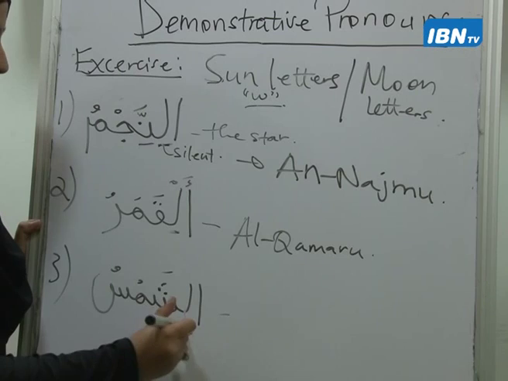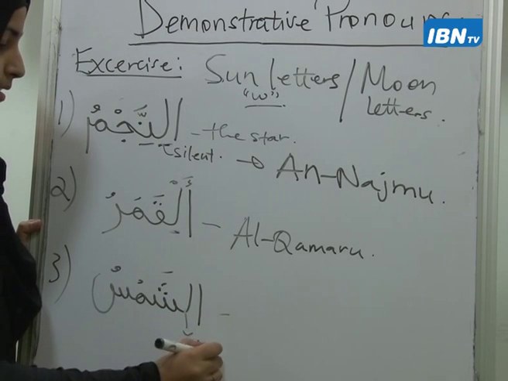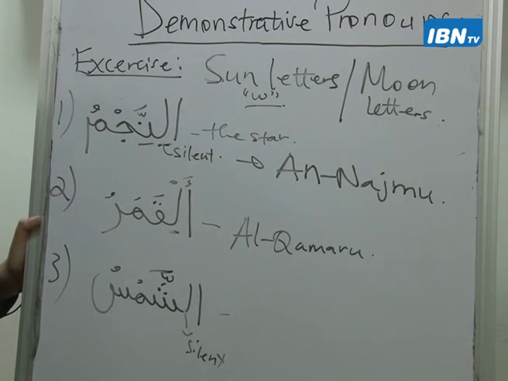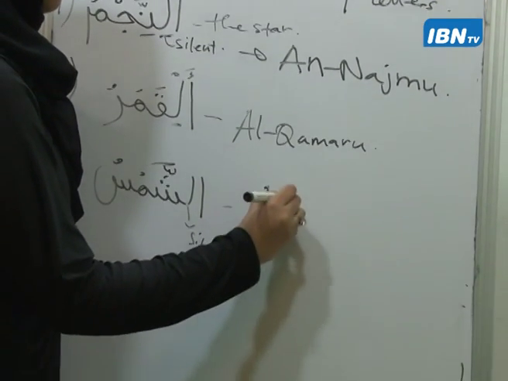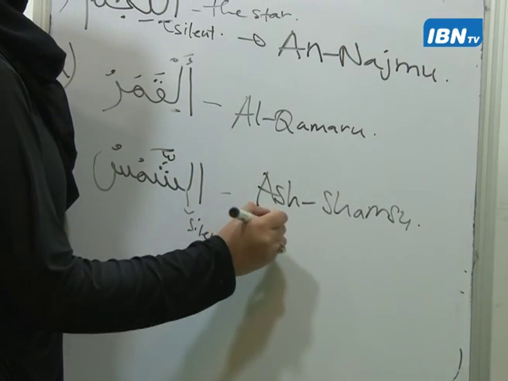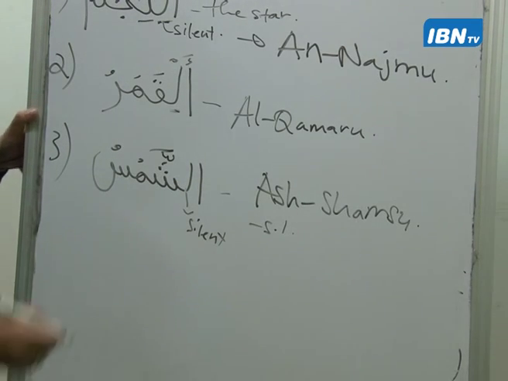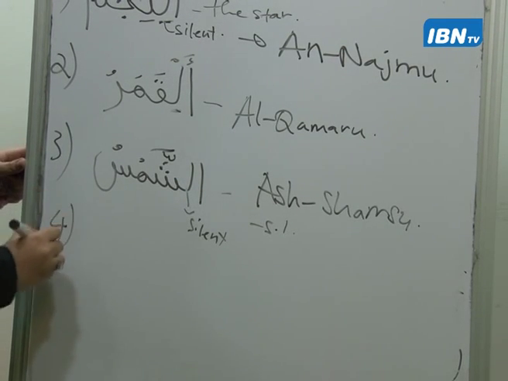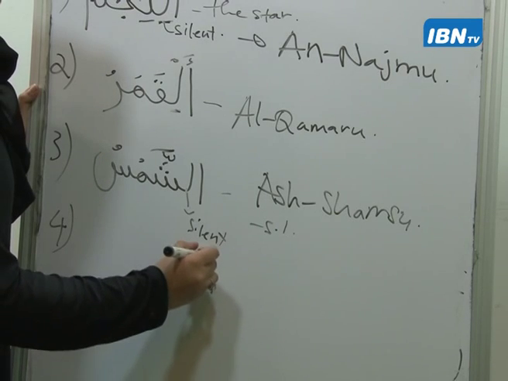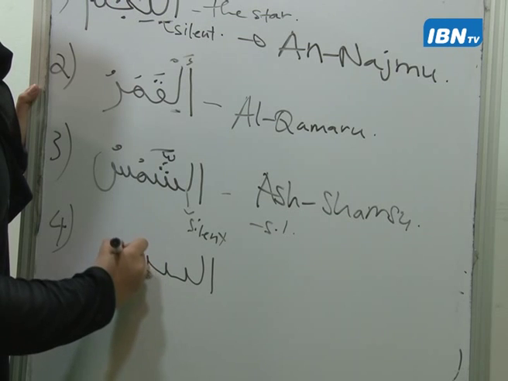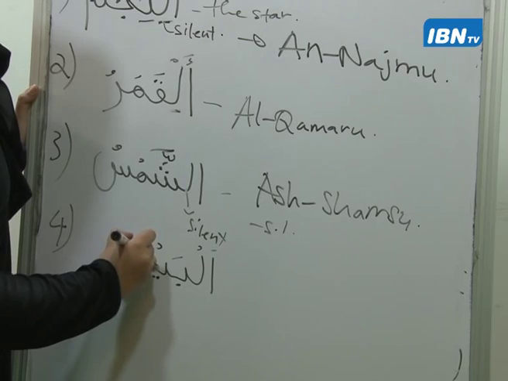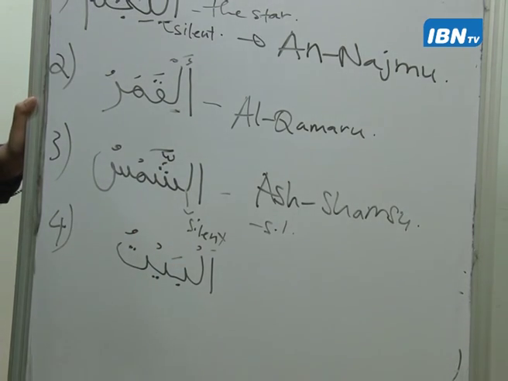This one is going to become silent, and there I'm going to add a tashdeed sign. So how will it be pronounced? Ash-shamsu. So this ruling is for sun letters, right? One last example. What if I have this word? Right, so I have this word.